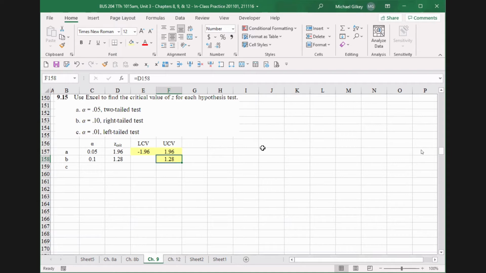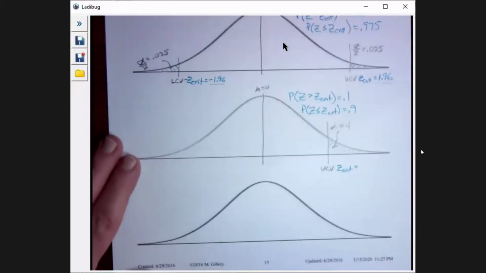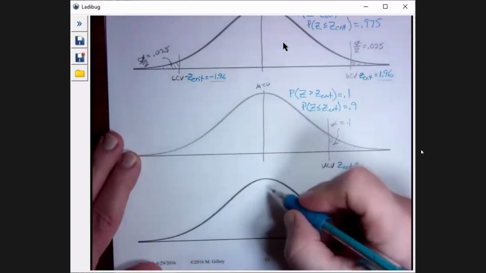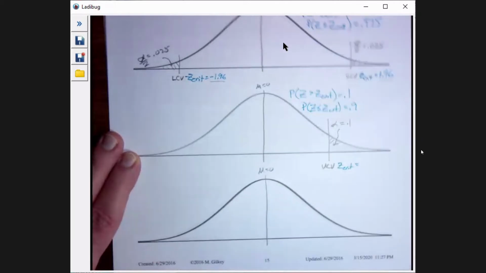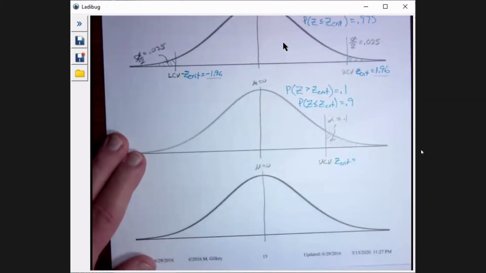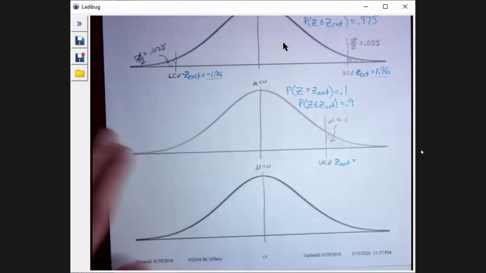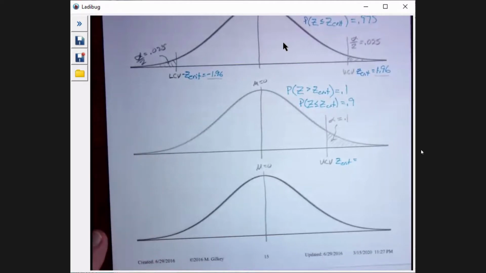Okay. And then the last one says we've got an alpha of 0.01, and now we're doing a left-tailed test. So we'll go back and draw another picture. And again, we've got our standard normal distribution, so the mean is 0. To quickly refresh, a two-tailed test is the equal, not equal. A right-tailed test is one of the greater thans, and a left-tailed test is less than.